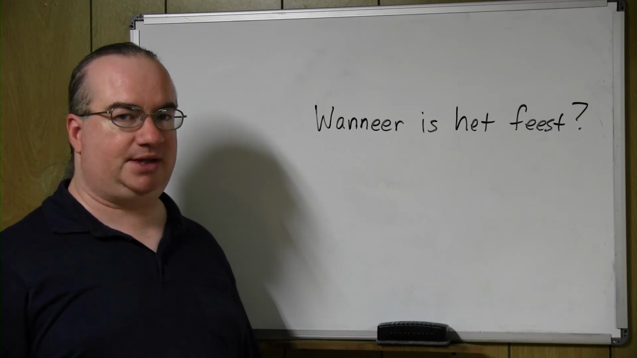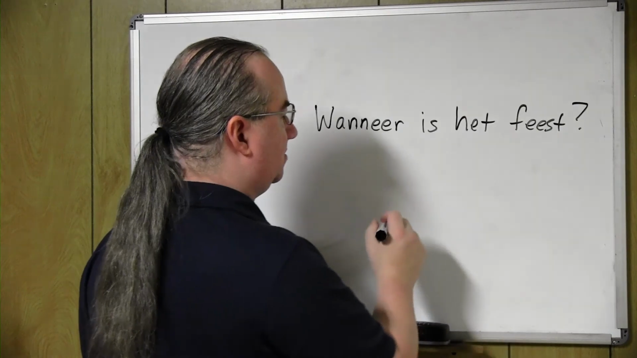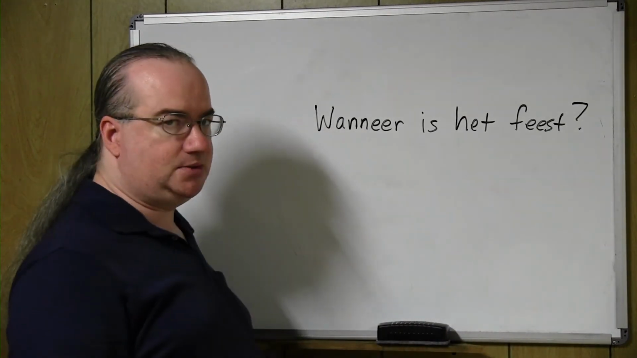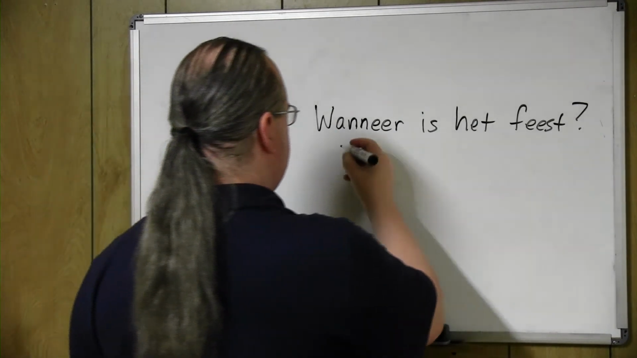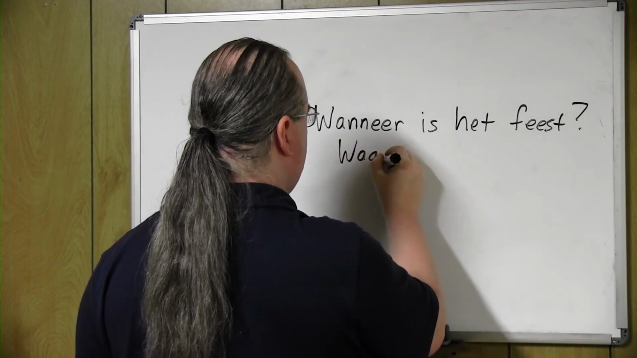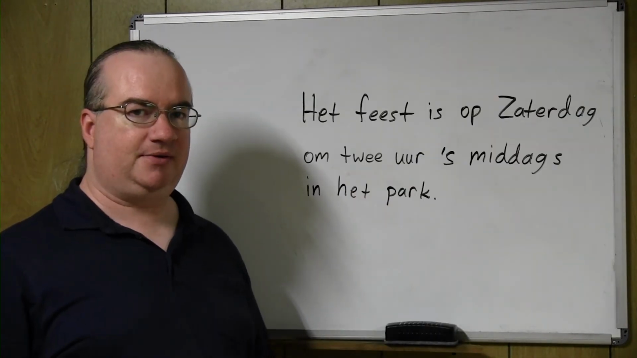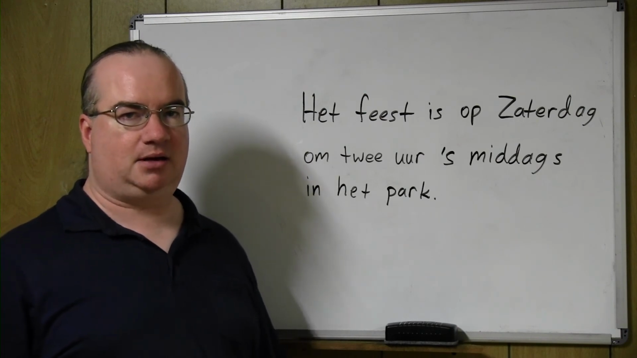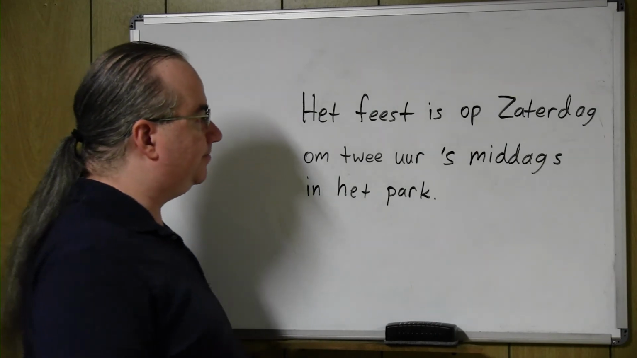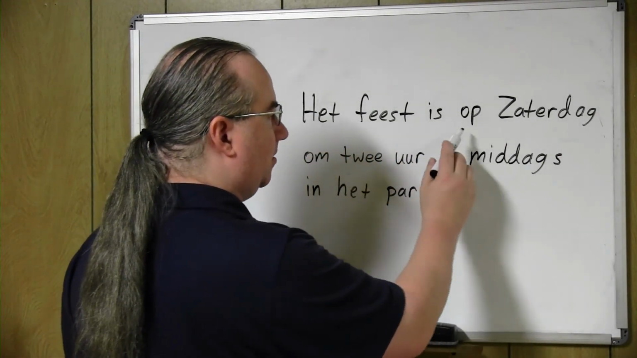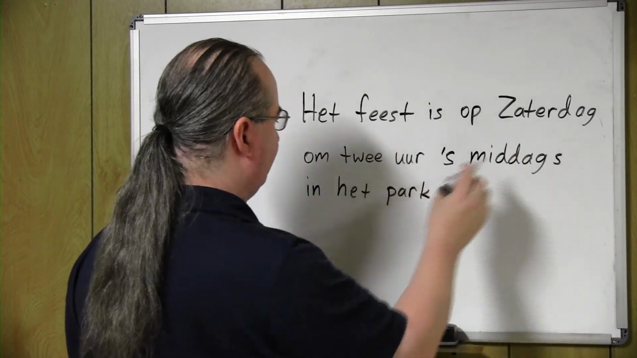Another important detail is when is the party. Wanneer is het feest? Wanneer means when. You may also want to know where the party is, so waar. Waar is het feest? So I found out the party is going to be in the park on Saturday at 2 o'clock. So I would say it like this. Het feest is op zaterdag. The party is on Saturday.